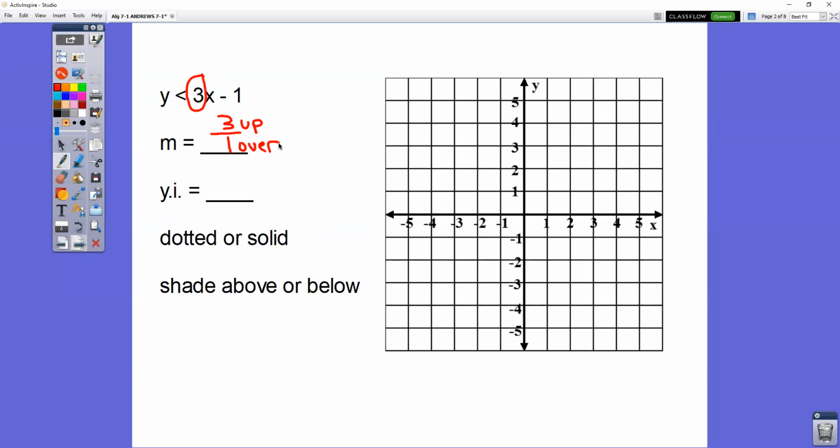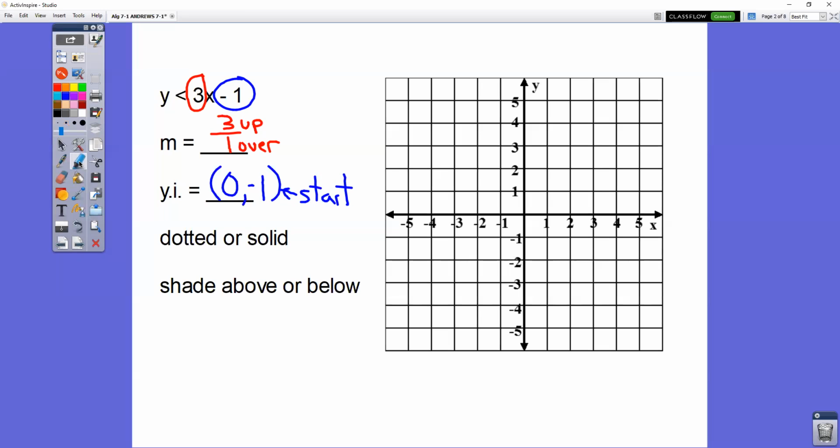And where are we going to start out at? We're going to start out at the y-intercept. Y-intercept is always 0, comma, whatever your plus or minus is. So this one is 0, comma, negative 1. This is where we are starting at. So we're going to start off at 0, negative 1.